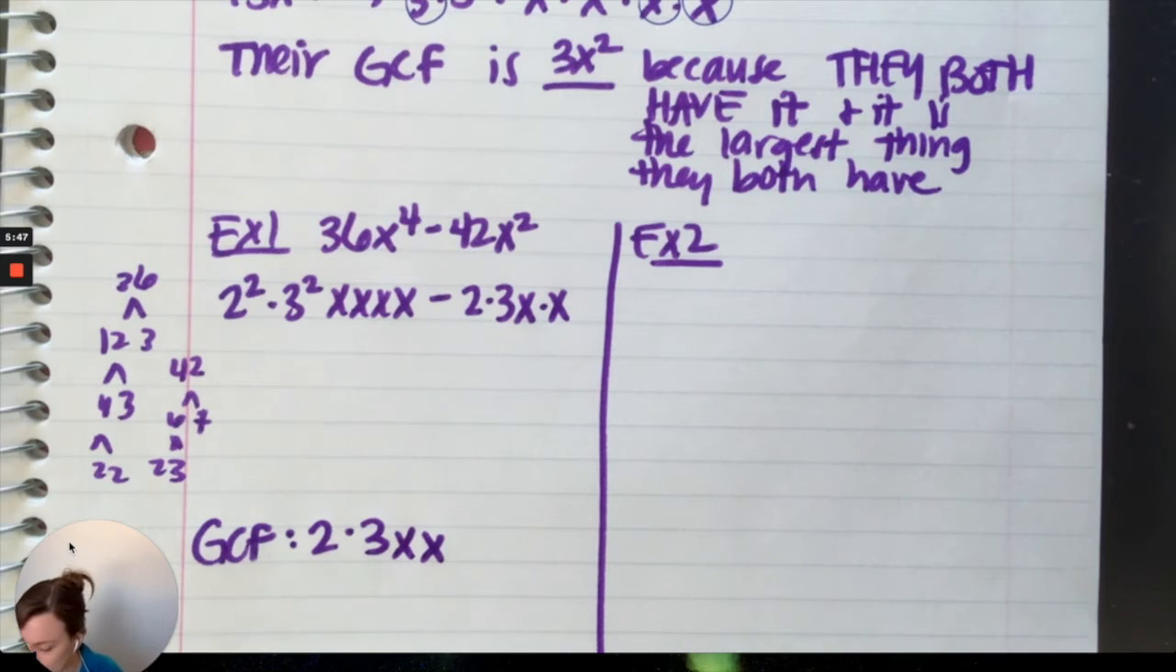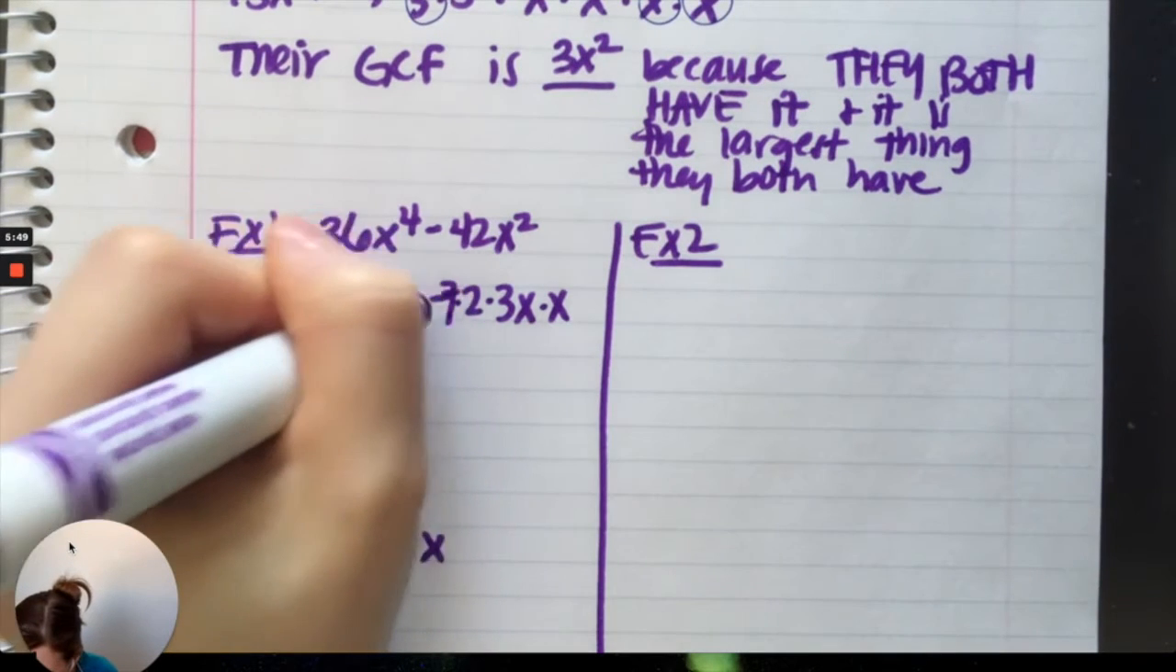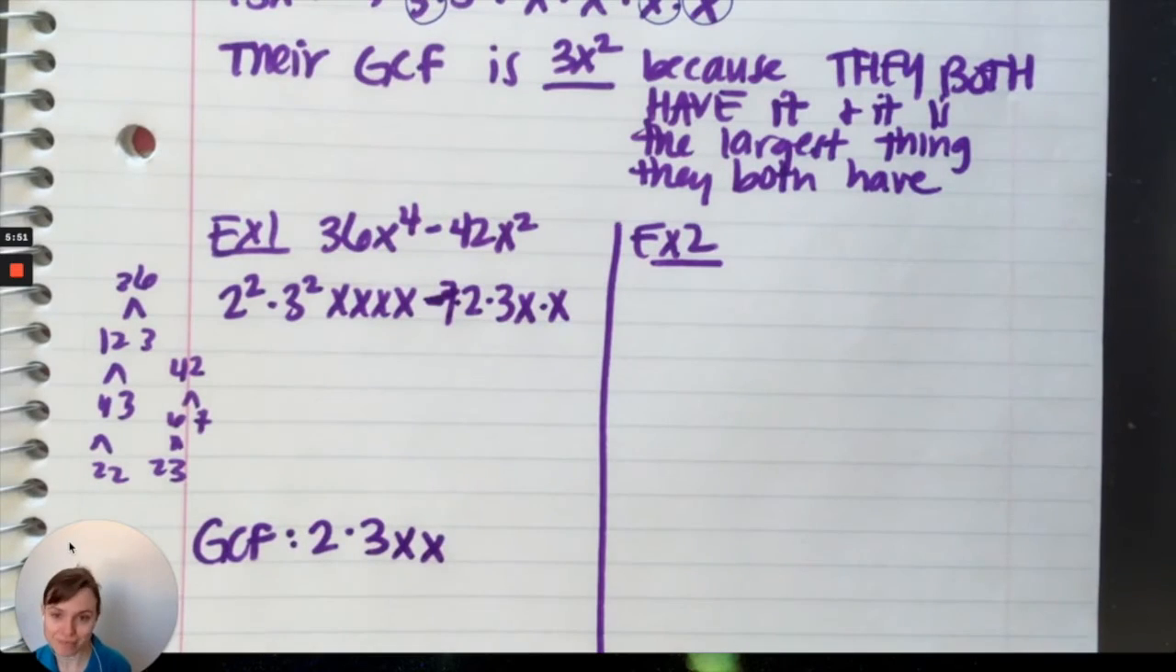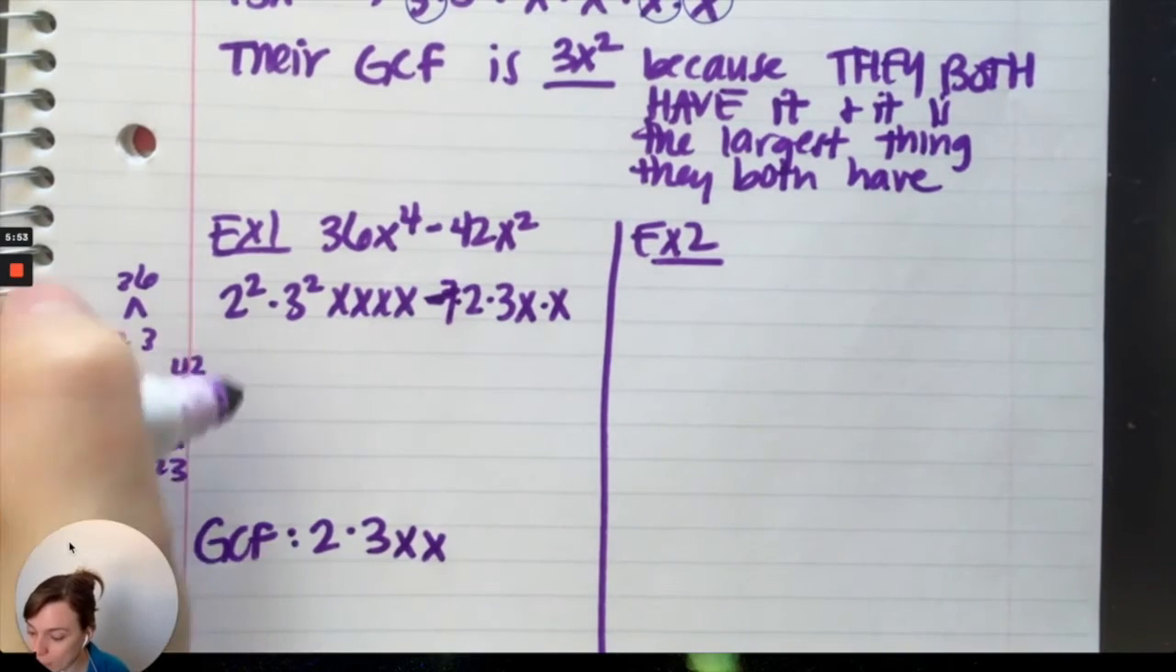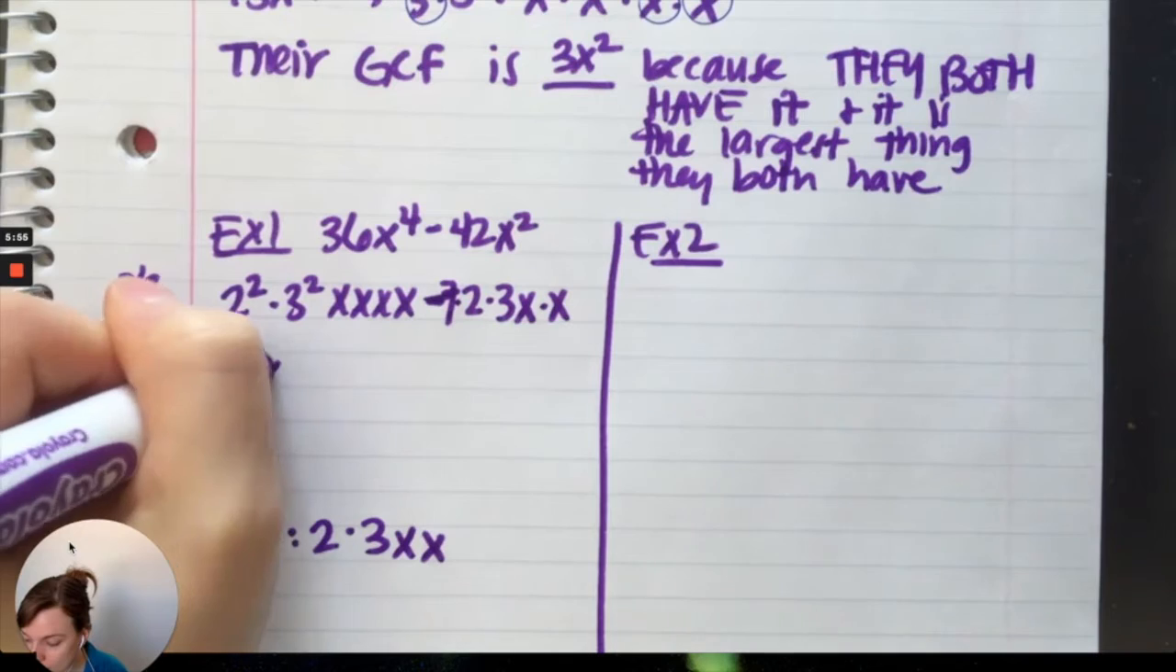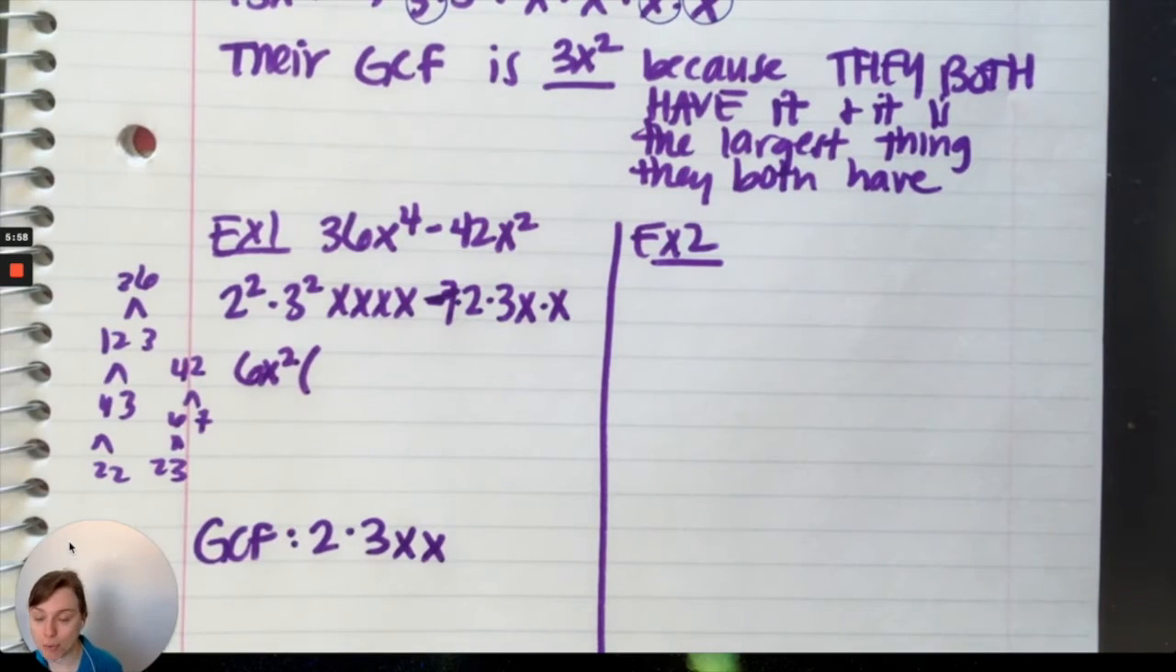Wait, I missed a number. There's a 7 on there. I knew that was funky. Okay, there's a 7. So that's my GCF. So that means I'm going to factor out the 6x squared. But now here comes your exponent practice.